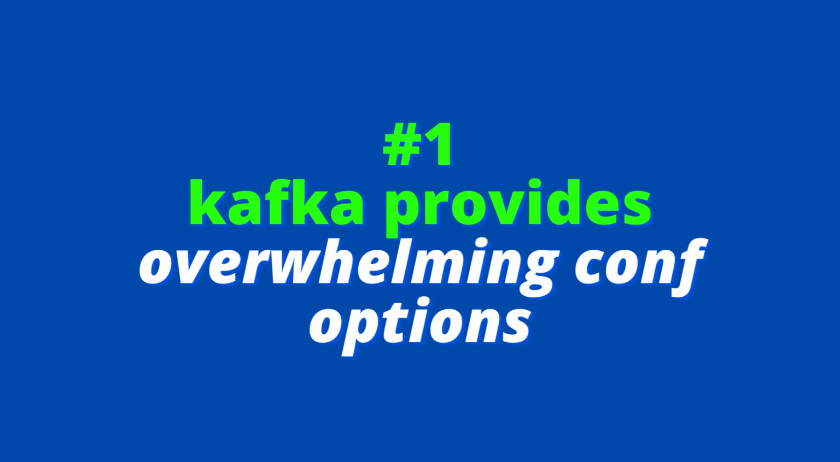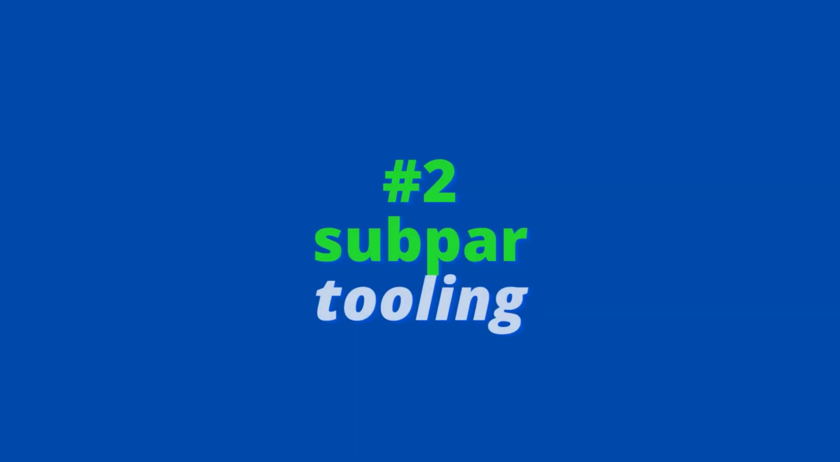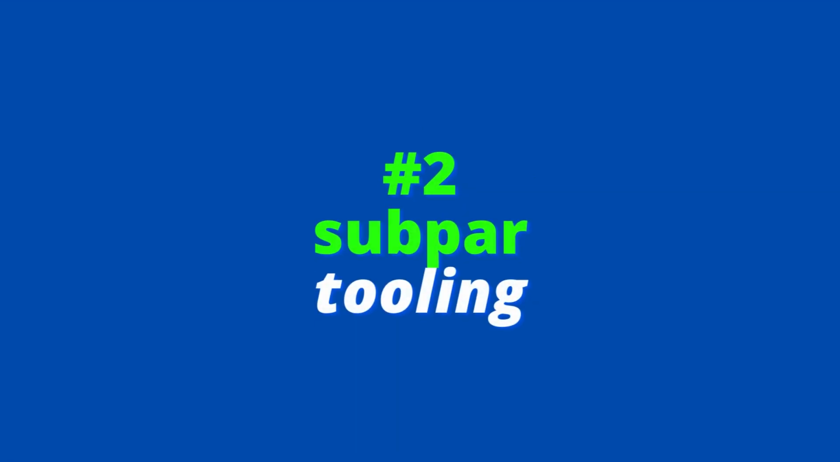Just like everything else in software engineering, Kafka is by no means perfect. Some of the common gripes developers tend to have with Kafka are as follows. Kafka provides an overwhelming amount of configuration options. This makes things challenging for newcomers as well as seasoned developers in terms of figuring out the optimal settings for the Kafka installation. The built-in tooling is subpar.